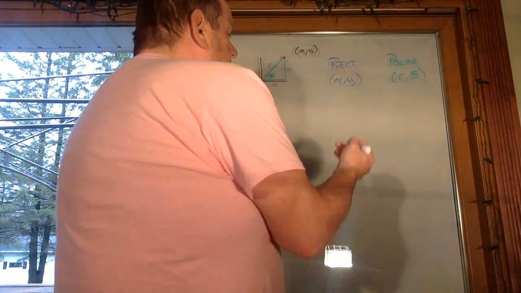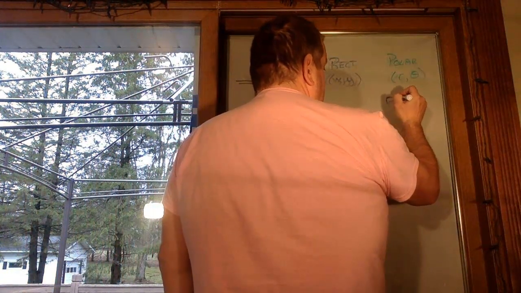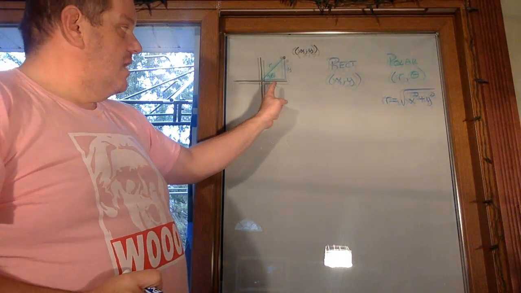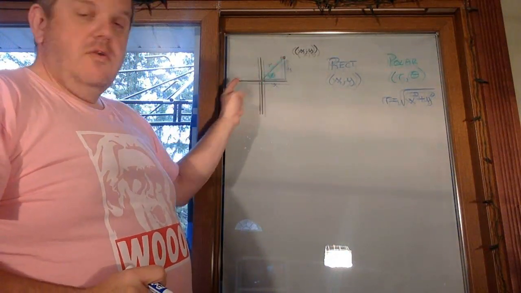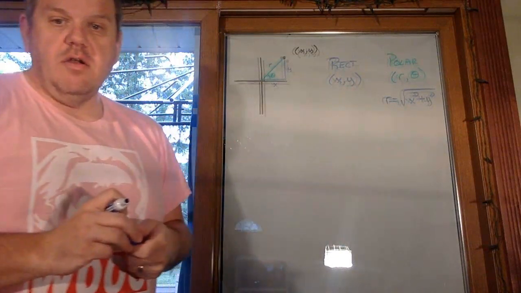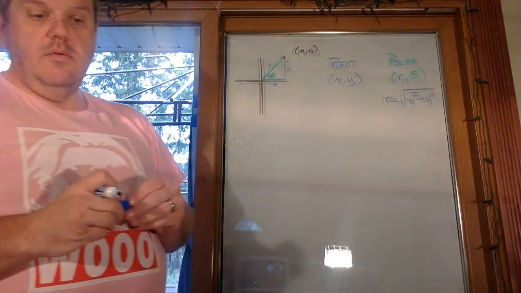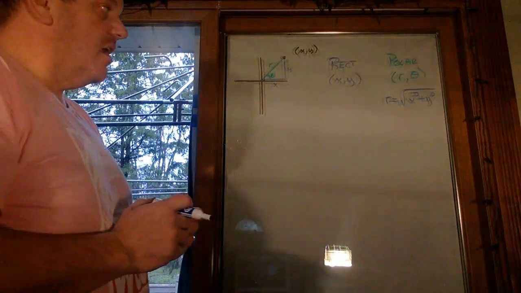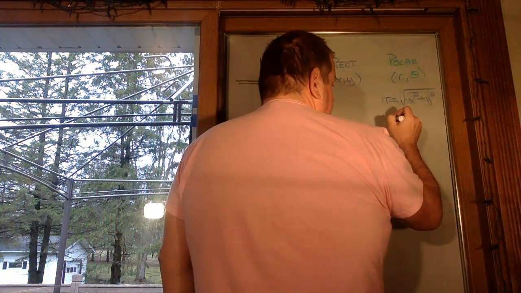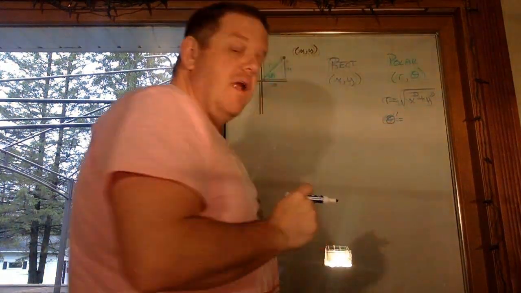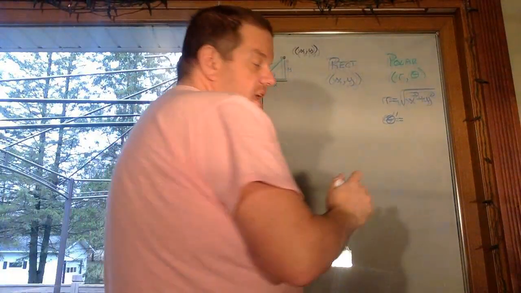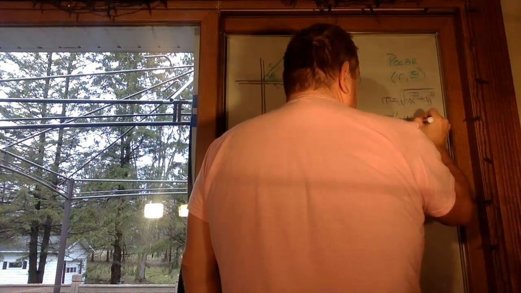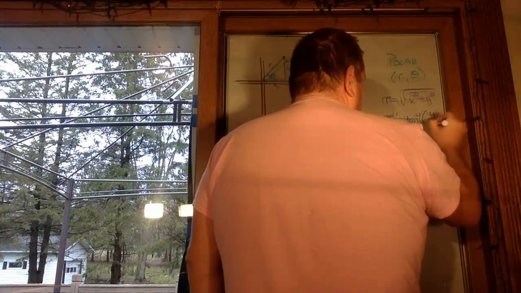My r value over here is going to be equal to the square root of x squared plus y squared. Because this is a right triangle, the r value is the hypotenuse, so the Pythagorean theorem says r equals the square root of x squared plus y squared. Done. Theta, well, I can actually find theta prime, my reference angle, by doing the inverse tangent of y over x.